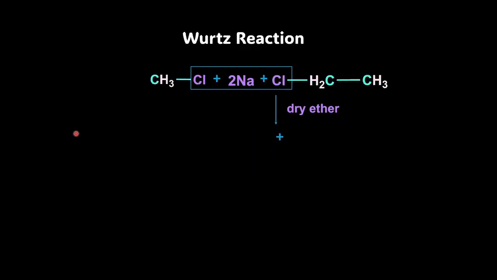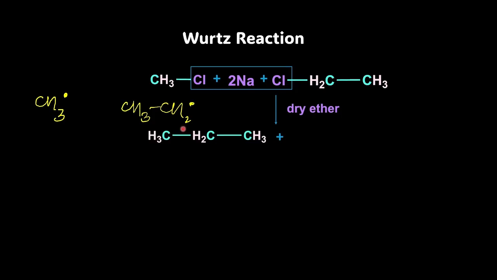Let's take it with an example. Say if we take methyl chloride and ethyl chloride, then you can see that methyl chloride will lead to the generation of methyl free radical, and ethyl chloride will lead to the generation of the ethyl free radical. So when methyl free radical comes in contact with ethyl free radical, what you end up getting is propane.